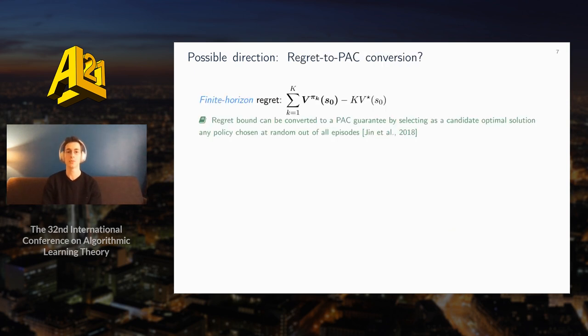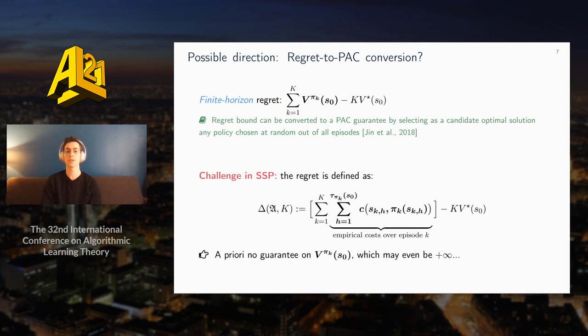A second possible direction could be to leverage a standard regret to PAC conversion. And indeed, for example, in finite horizon, a regret bound can be readily converted to a PAC guarantee by selecting as candidate optimal solution any policy chosen at random out of all the episodes. Yet this procedure may not apply to SSP, since the regret is defined as the cumulative cost over the learning phase minus K times V star of s0. So we see here that we are tracking the empirical costs. And so a priori, there is no guarantee on the value function of the deployed policies, which may even be non-proper, so the value function may even be unbounded, which is in contrast to finite horizon regret, which explicitly tracks the value function of the policies deployed at each episode.